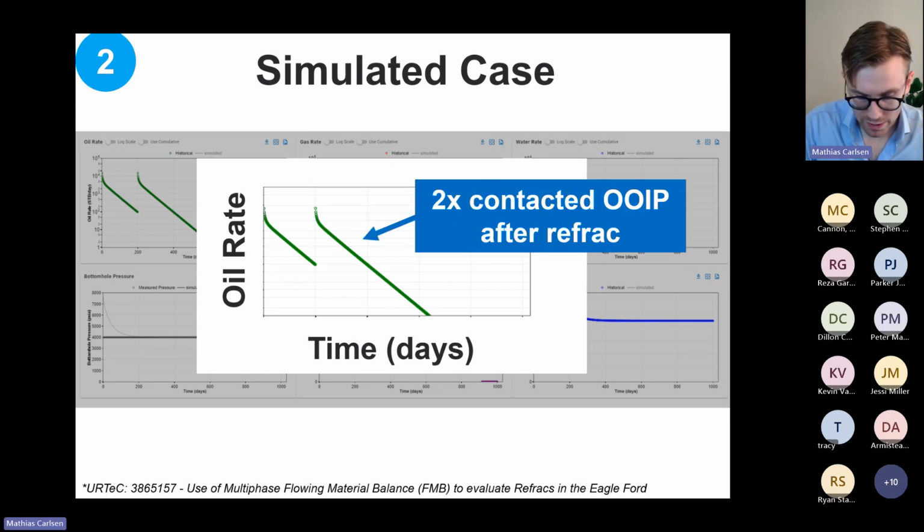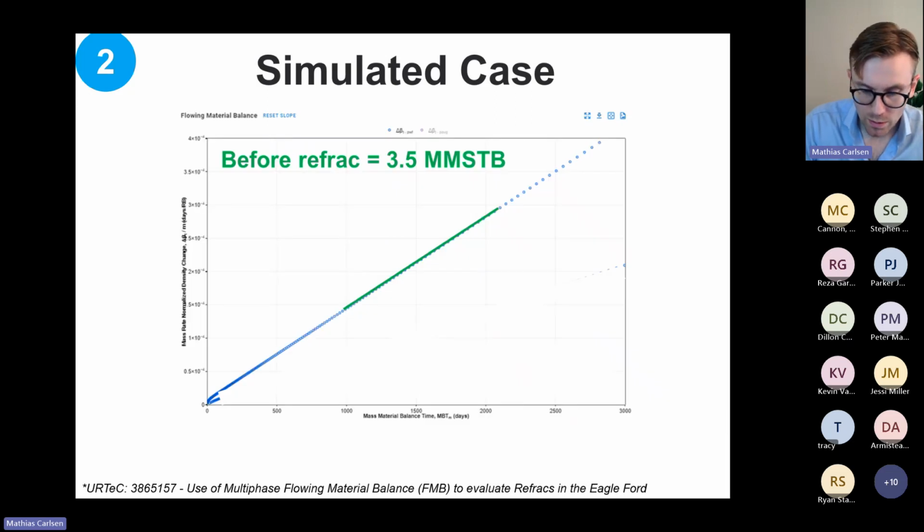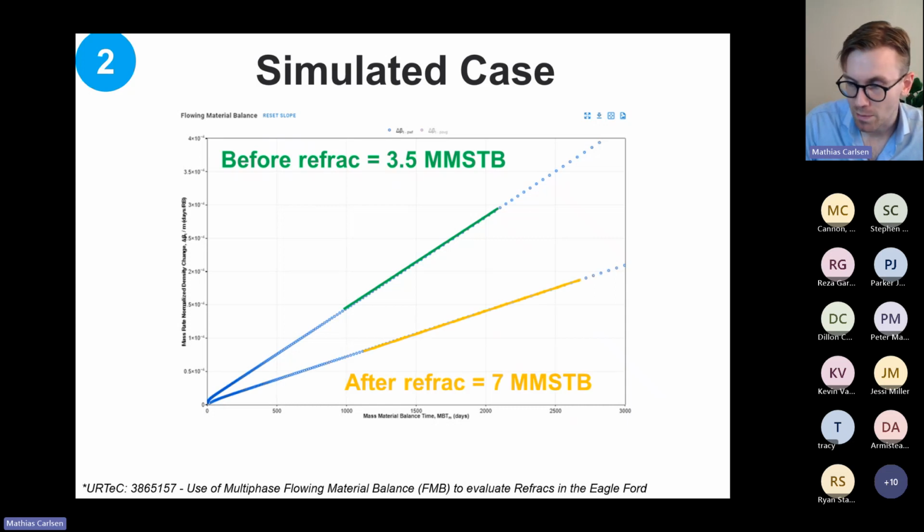And then when they applied the methodology, before the refrac it captured the right pore volume, that was 3.5 million STB. And then after that, they contacted 7 million STB. So that was the sense check they did first, just to make sure that the numbers added up, so they could feel comfortable that the delta change in slope essentially was a delta change in whatever they're able to contact.